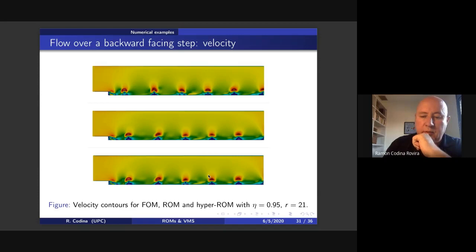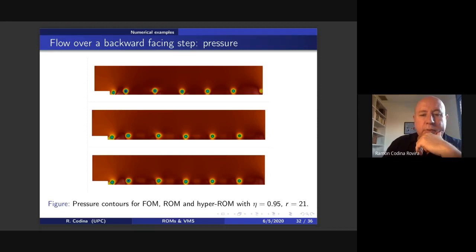In this case, that I haven't explained, we used 21 as the dimension of the ROM space, whereas the dimension of the FOM was of the order of thousands of degrees of freedom. Okay, so we reduced that very significantly. And that's the same picture for pressures. The previous picture was velocity contours, and that picture is the pressure contours for the full order model and for the reduced order model.